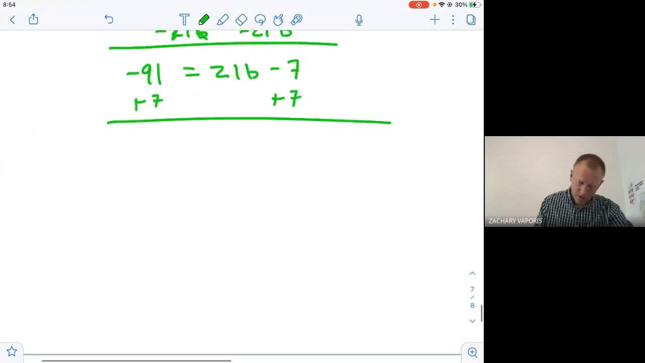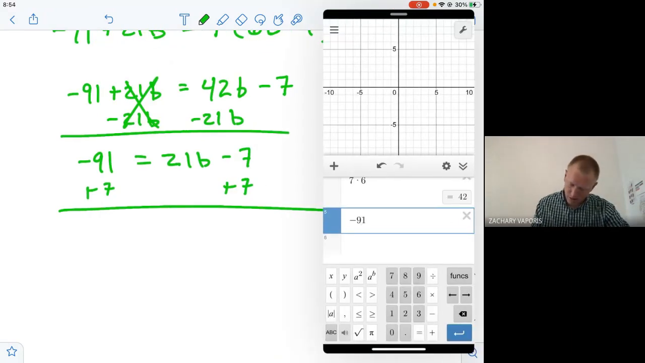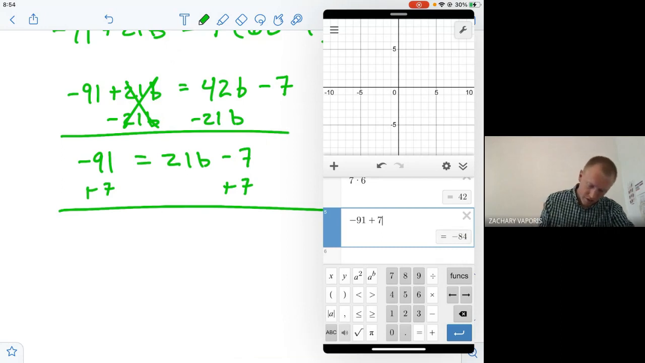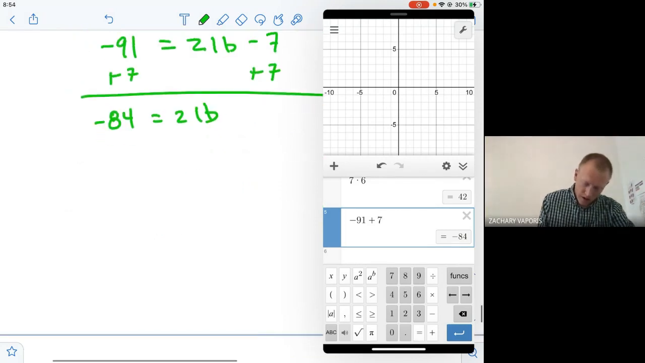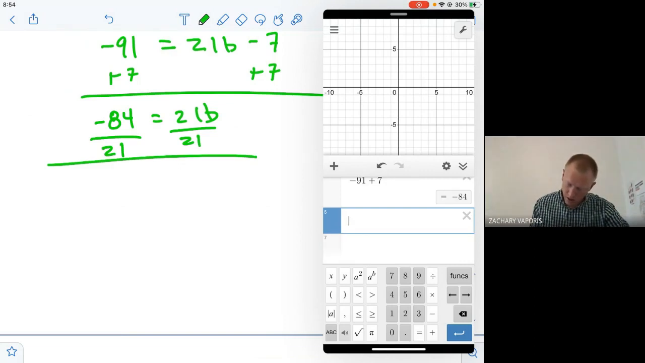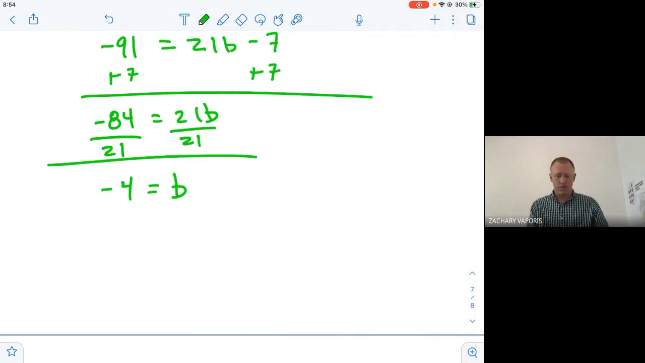So we're going to type this into our calculator. Negative 91 plus 7 is going to be, hey, negative 84. Negative 84 is equal to 21b. We go ahead, divide by 21, divide by 21. We get something new. Negative 84 divided by 21 is going to be negative 4. So we're left with b is equal to negative 4. And that's our answer, right? It's that simple.